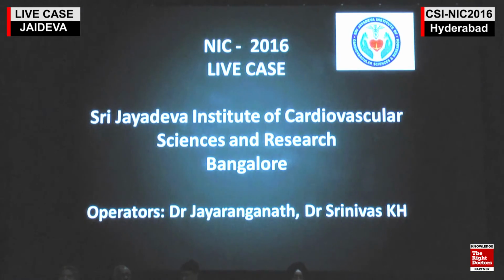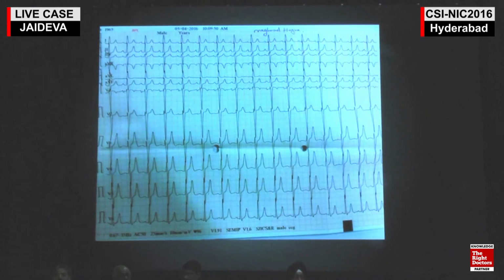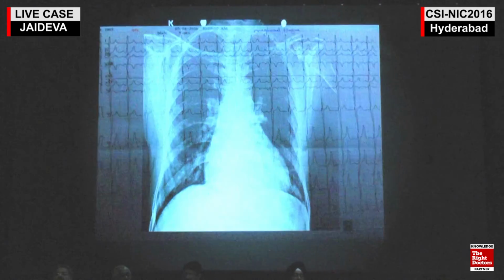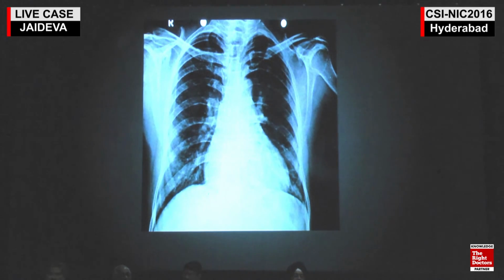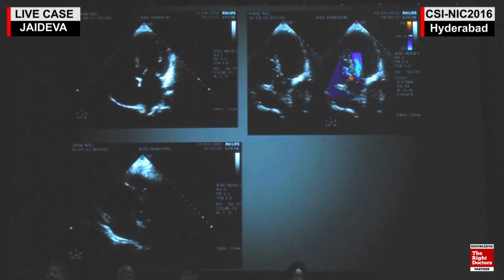So this is a case of a 48-year-old man with symptoms of 1 year. Clinically he had a continuous murmur. Next. This is the ECG. Next. This is the X-ray. Next. This is the echo diagnosis of RSOV into the RV, more towards the RV inflow.